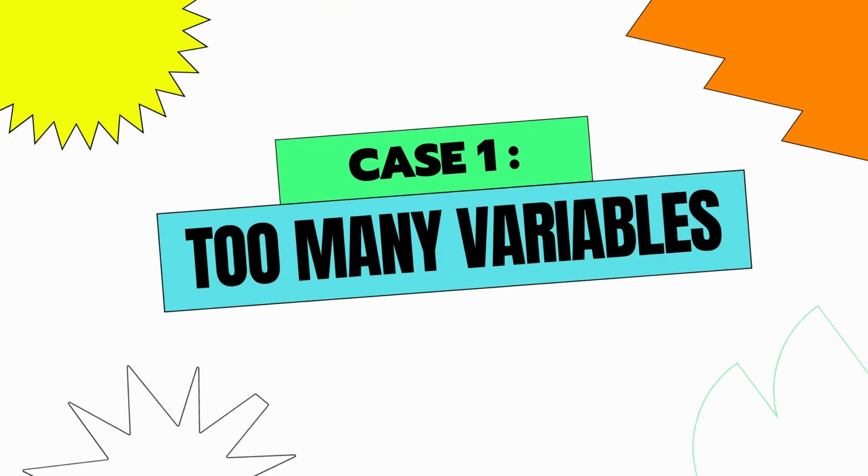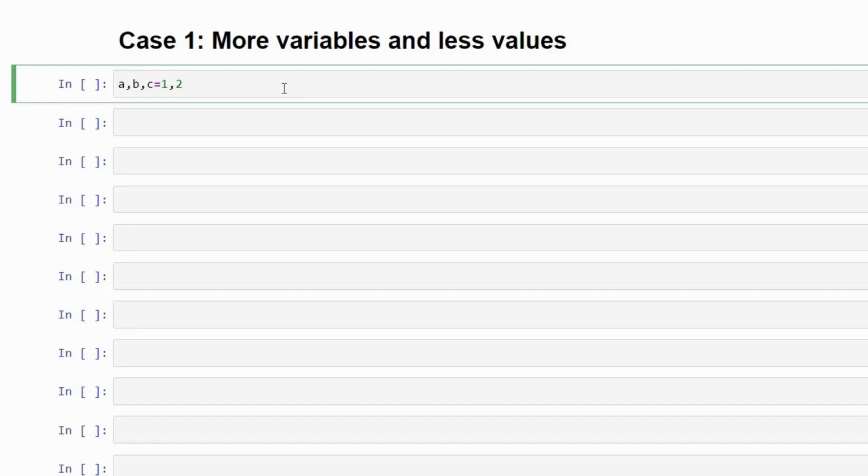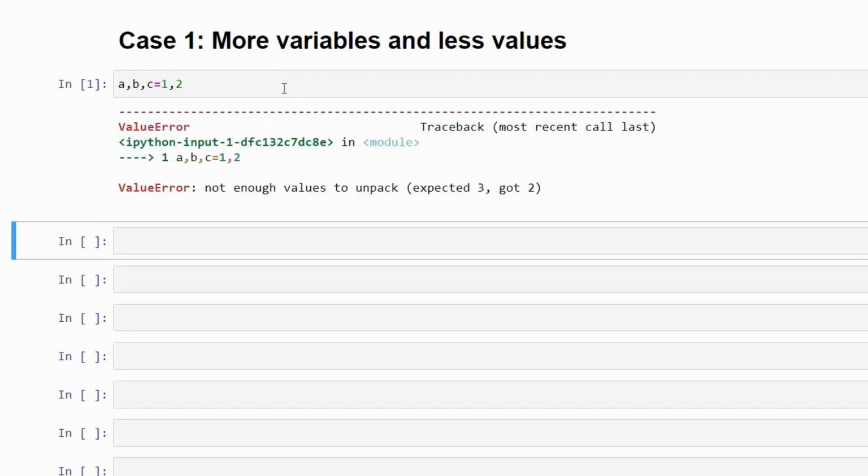Also remember, while unpacking, if you give less values to unpack and more variables, then Python will throw out an error. Let's look at an example. Let's take A, B and C and assign values 1 and 2. We can clearly see that we are giving more variables and less values. Now printing the result shows that Python has thrown a value error stating that it does not have enough values to unpack.